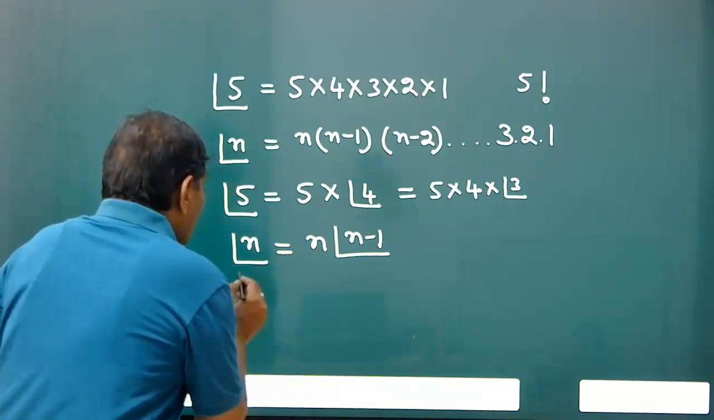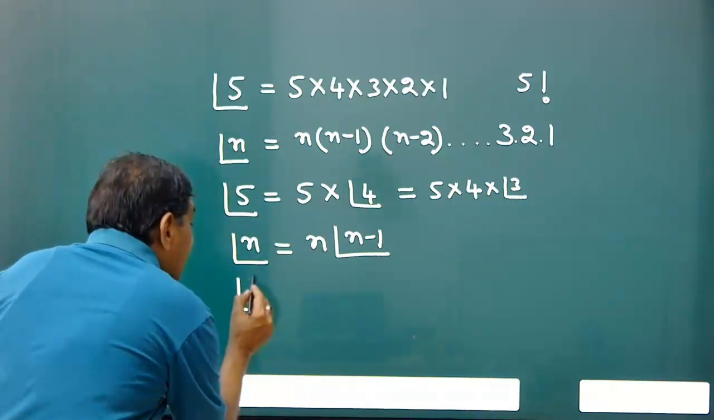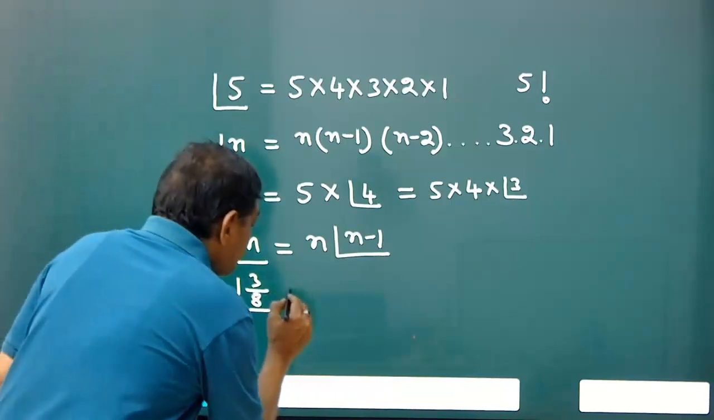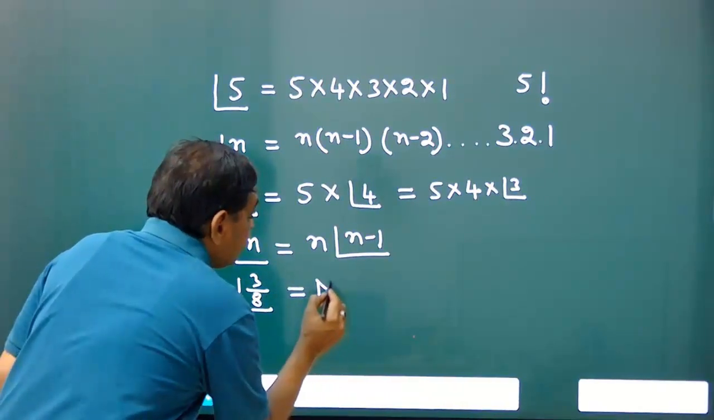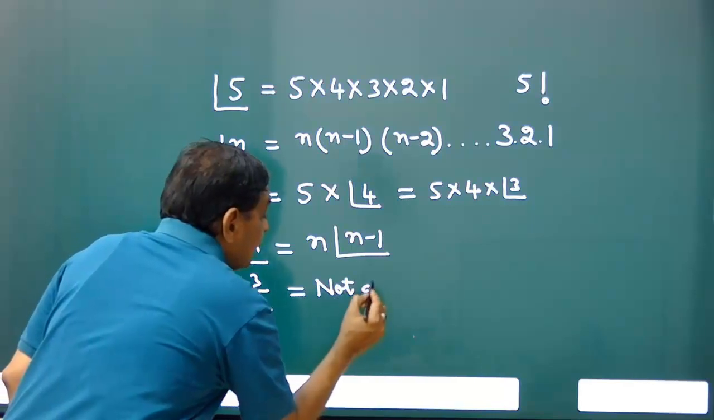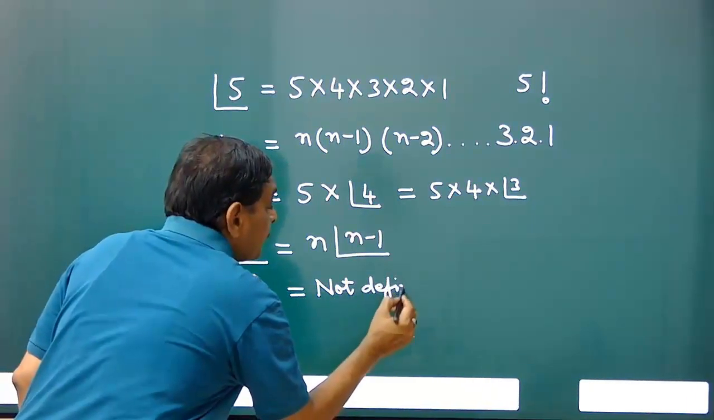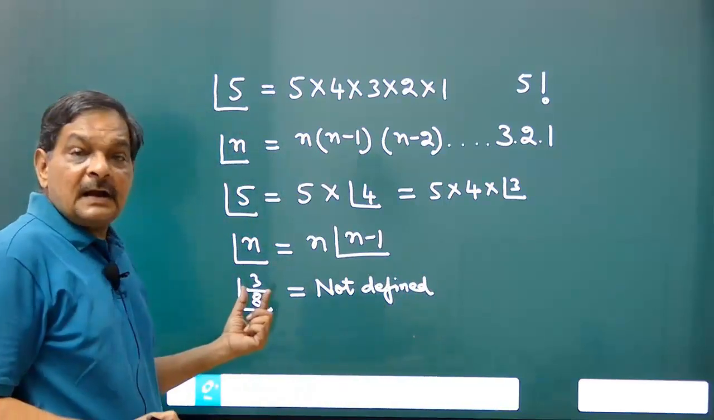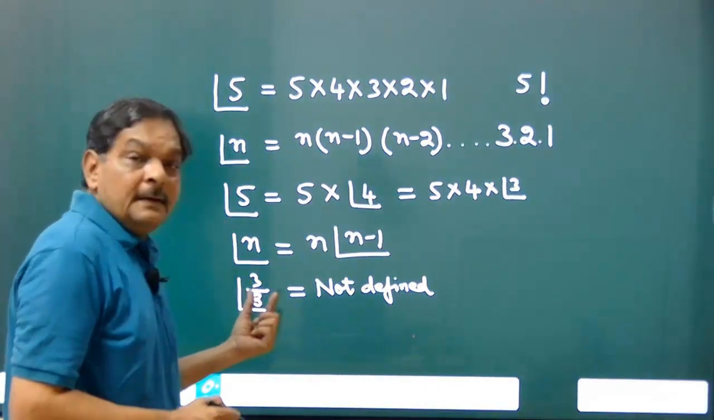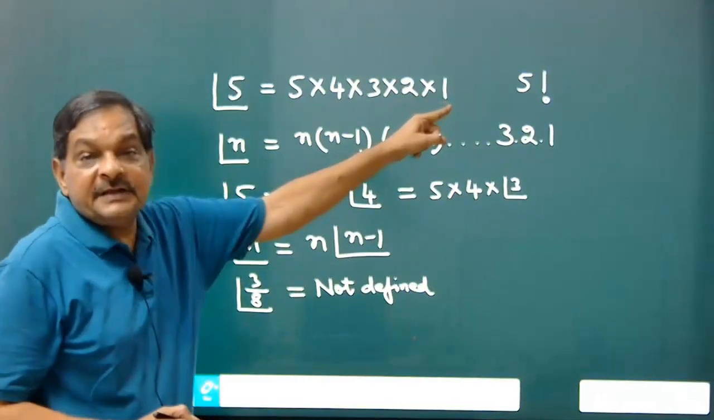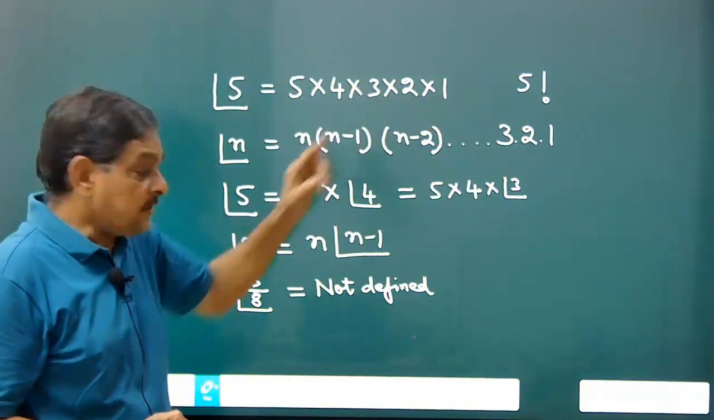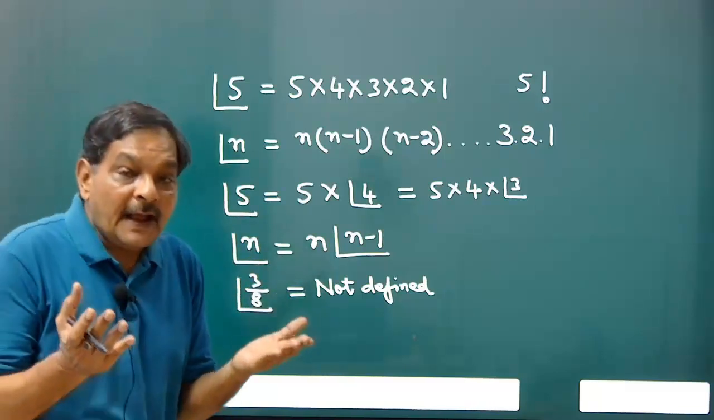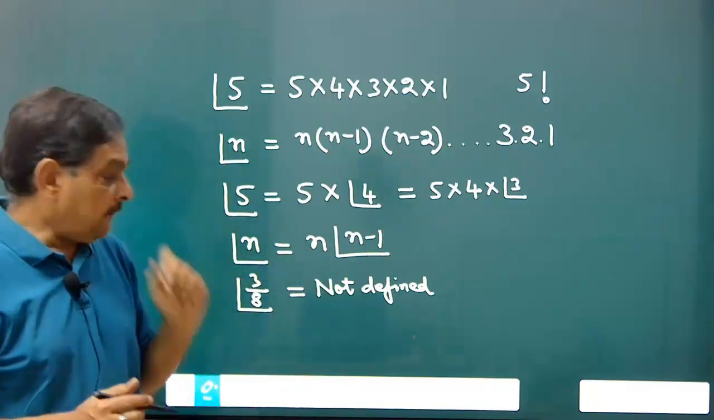Here we should note that factorial 3 upon 8, suppose I am to find, is not defined. Why? Because if I start subtracting 1, then I will never reach 1, which is there in the last. So factorial 3 upon 8, or factorial of any fraction, is not defined.